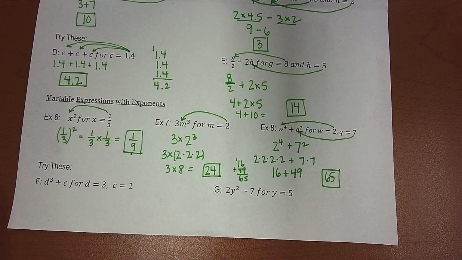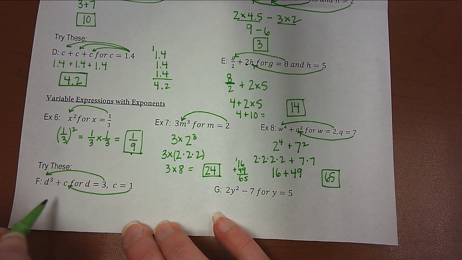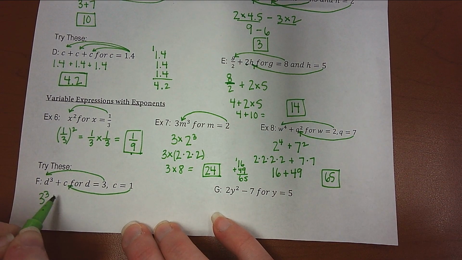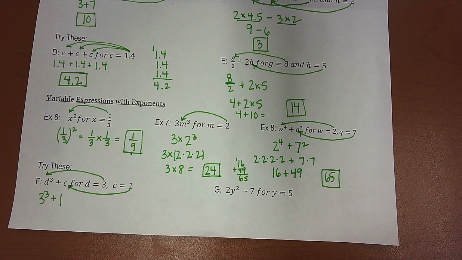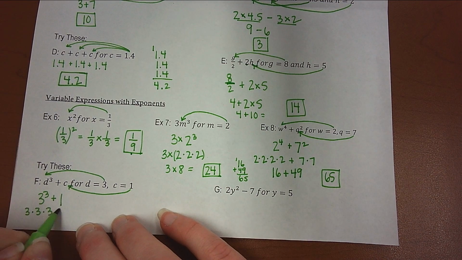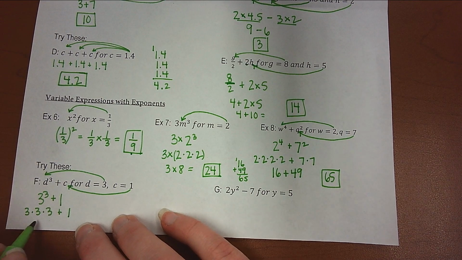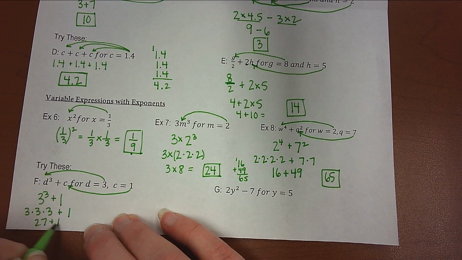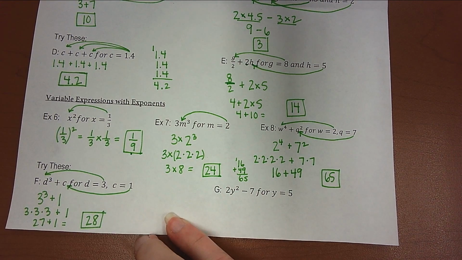Alright, so hopefully you tried these two and you plugged in 3 for D and 1 for C. 3 to the third power is one of the most common mistakes for exponents because you so quickly want to do 3 times 3. However, 3 to the third power is 3 times 3 times 3, and then we're going to add 1. So 3 times 3 is 9, times 3 is 27. Plus 1 is equal to 28 is our answer here.